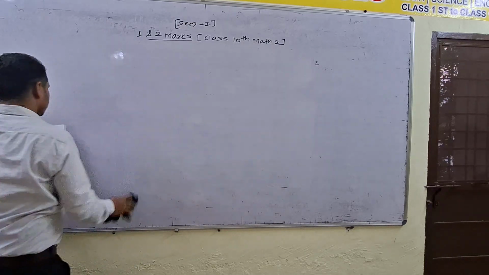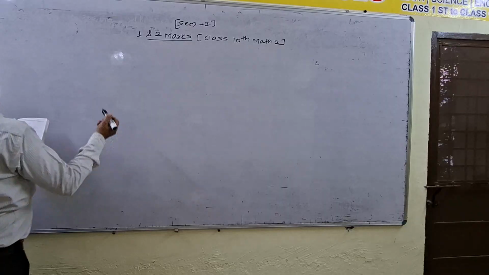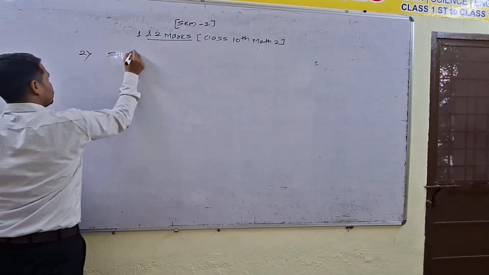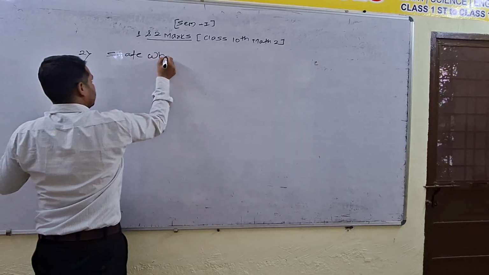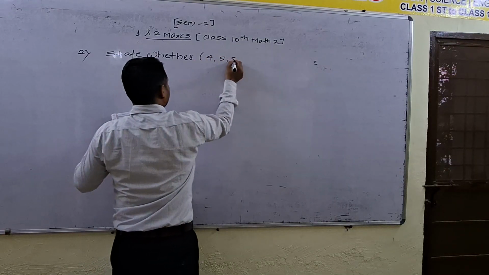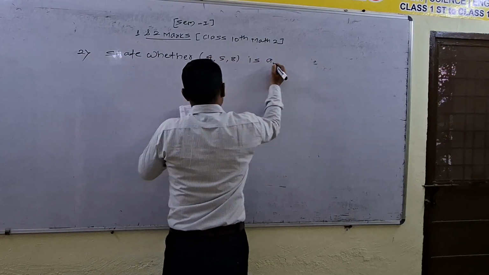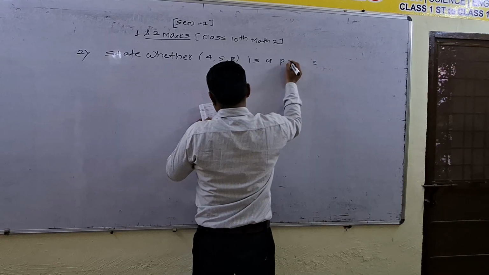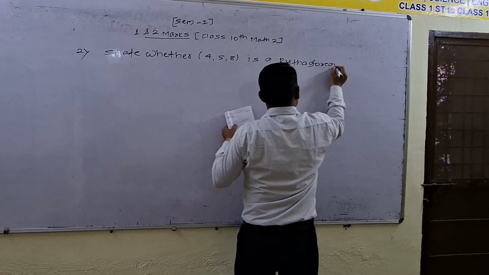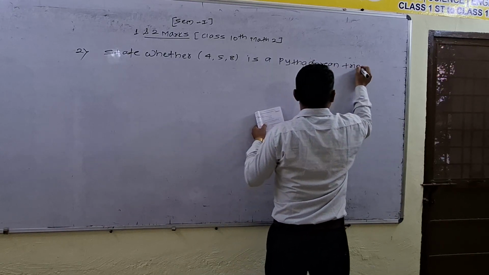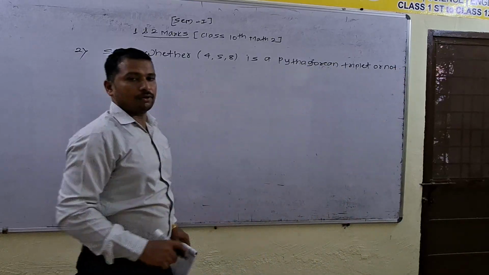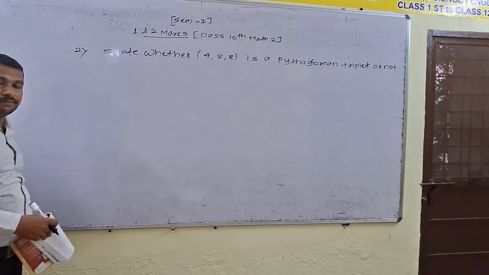Write down the second question again. State whether 4, 5, 8 is a Pythagorean triplet. Is it a Pythagorean triplet or not? Is it a Pythagorean triplet or not? Yes. Okay. How to solve it?